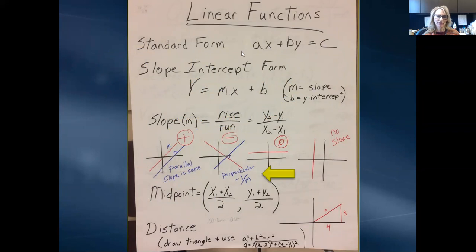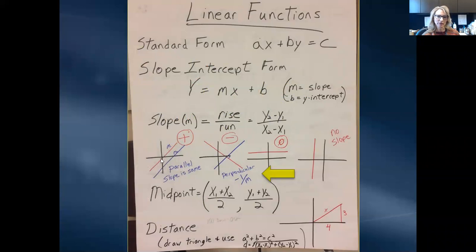Most often, if it's given in standard form, you'll have to put it in slope-intercept form and find your slope and your y-intercept. It'll depend on the question, but you have to do that a lot of the time. So your slope is your rise over your run, your difference in y values over your difference in x values.